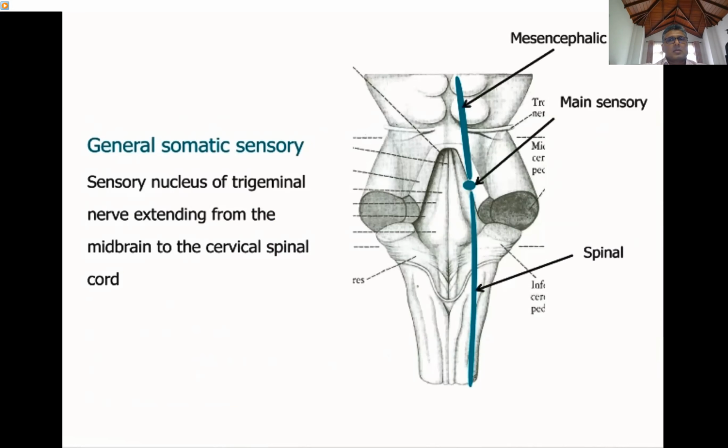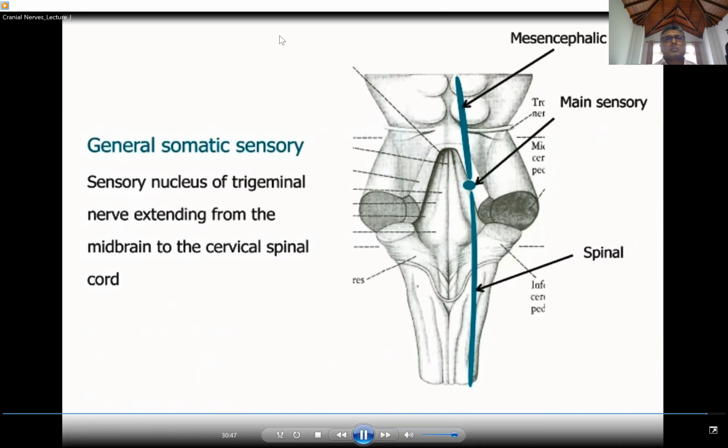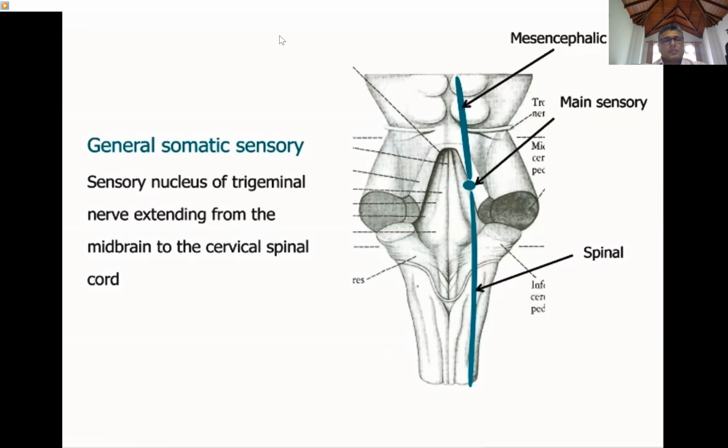This nucleus has three components: the mesencephalic part, which is in the midbrain and the upper part of the pons, the main sensory nucleus in the pons, and the spinal nucleus from the pons through the medulla extending into the upper cervical spinal cord. The mesencephalic nucleus is responsible for proprioception. The main sensory nucleus receives touch sensations, and the spinal nucleus receives pain and temperature sensations.